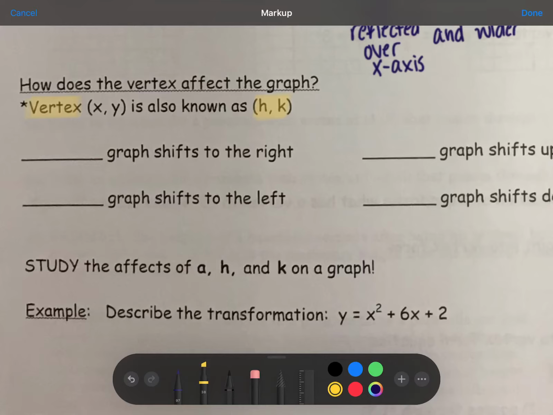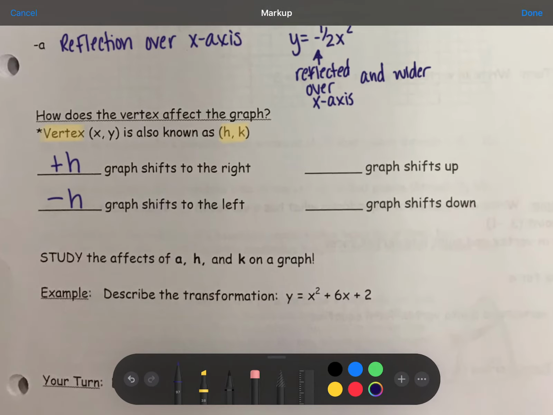Probably for the next few days you'll hear me say a, h, and k. We'll talk about a, h, and k, especially with other functions as well. A, h, and k is the way to go. So your graph is going to shift to the right if your h value is positive. If your h value is negative, your graph will go to the left. And so if you can find that vertex, then that vertex will tell you the direction that your graph goes to the left or to the right, and where it goes up and down.